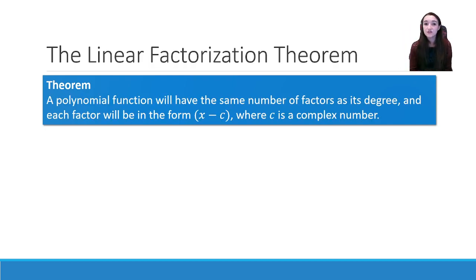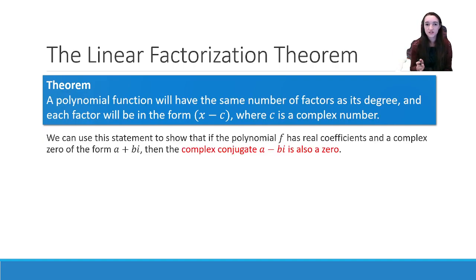So our next theorem then is the linear factorization theorem. A polynomial function will have the same number of factors as its degree, and each factor will be in the form x minus c, where c is a complex number. That's basically what I concluded the previous slide with, that any polynomial will have the exact number of factors as it has degree. So if we have x squared, it does factor into two things, even if it doesn't factor under the real numbers. If it has x cubed, it'll have 3 factors. If it's up to x to the 4th, it'll have 4 factors, and so on.